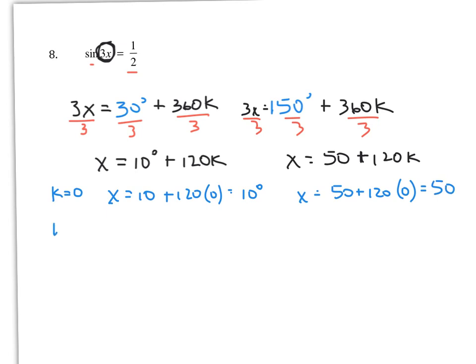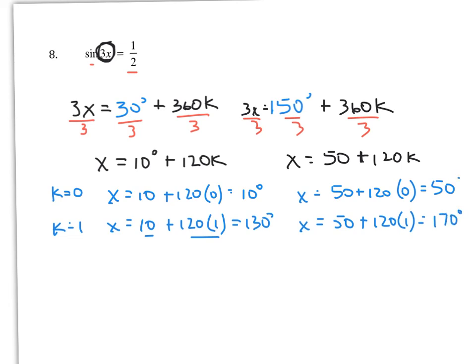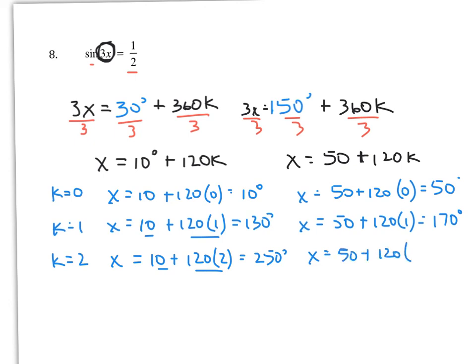If k is equal to 1, then x is equal to 10 plus 120 times 1, which is 120 plus 10, or 130 degrees. X is equal to 50 plus 120 times 1, which is 170 degrees. If k is equal to 2, then x is equal to 10 plus 120 times 2, 240 plus 10, which is 250 degrees. X is equal to 50 plus 120 times 2, or 240 plus 50, which is 290 degrees.